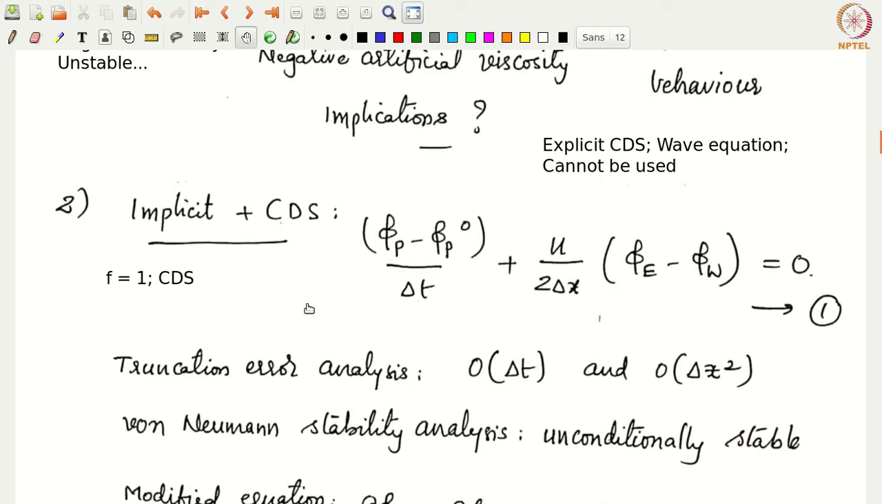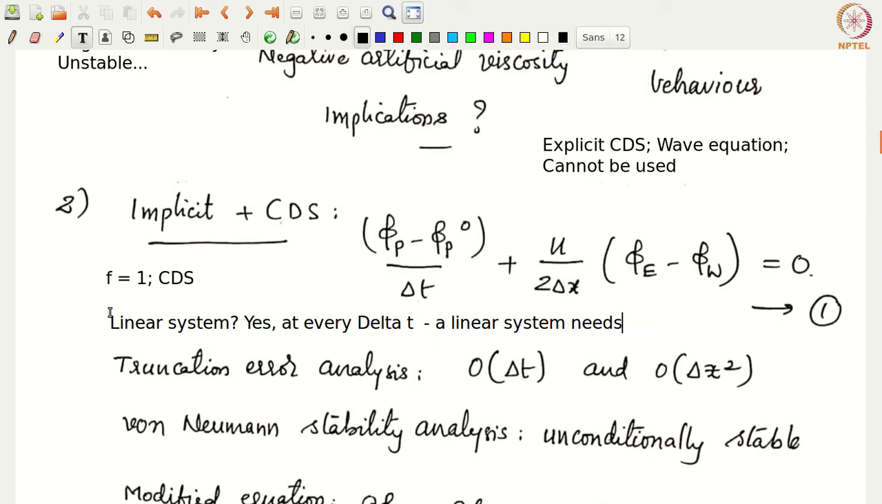Now how do we solve this equation? Do we need to solve a linear system of equations? Yes, we need to solve a linear system. That means at every delta t you have to solve a linear system, because this is an implicit method. So at every time step, a linear system needs to be solved.